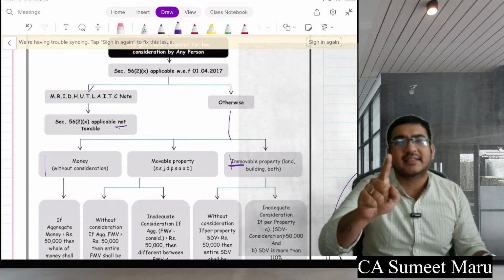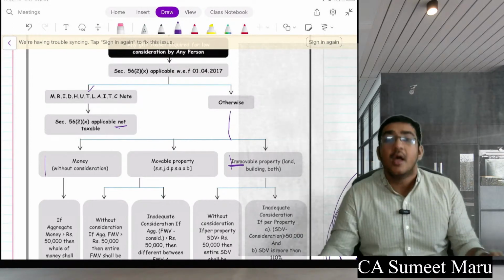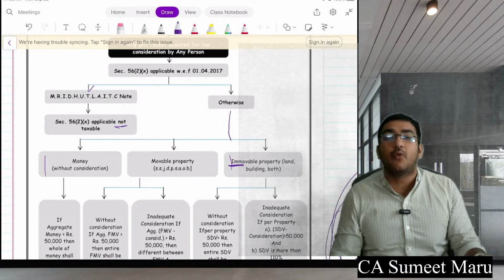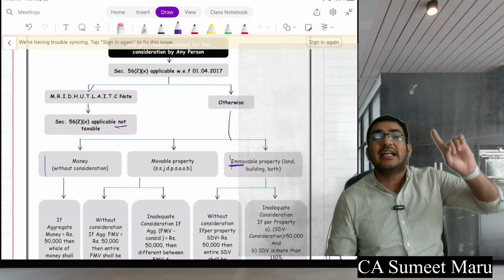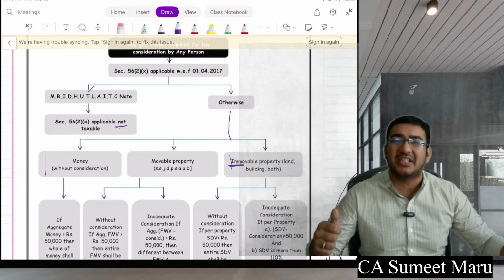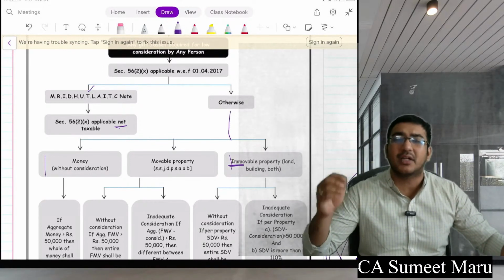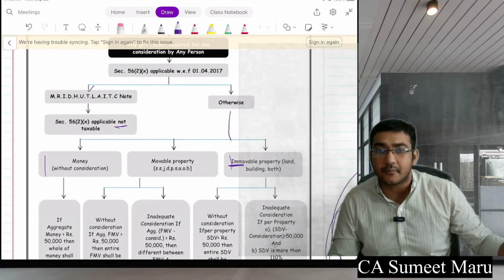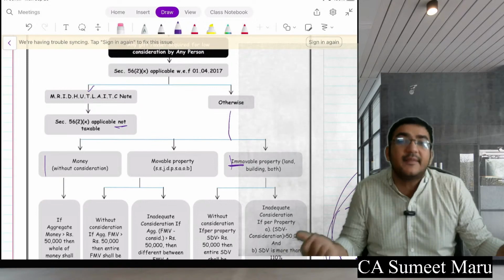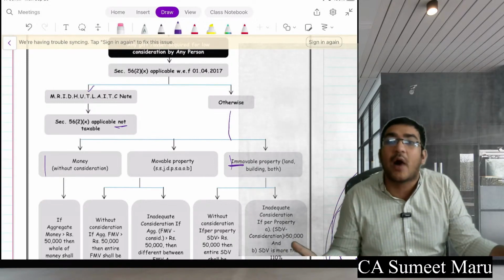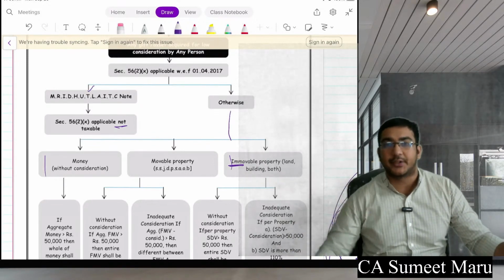If even one rupee extra over 50,000 is given, it is going to be fully taxable. Another limit is there for personal movable property, but please remember personal movable property includes only SSJDP SAO, that is shares, security, jewelry, drawing, painting, sculpture, any other work of art. So if someone gives me a BMW, that's not taxable. Someone gives me a Rolex watch, that's not taxable. Why? Because that doesn't come under SSJDP SAO.